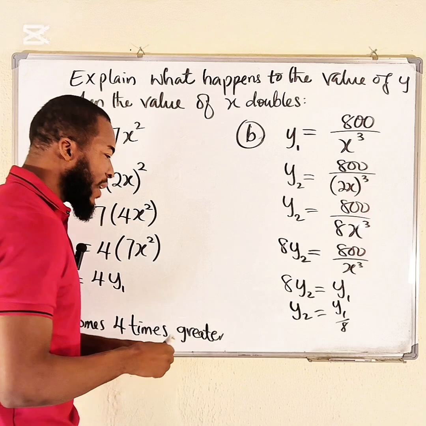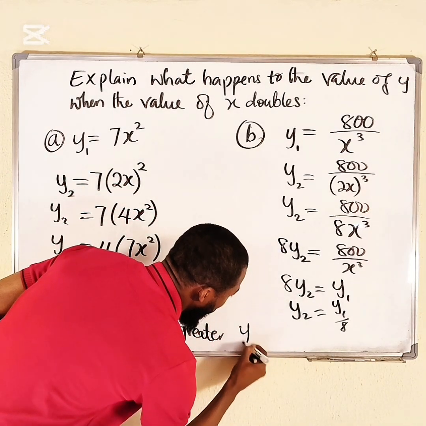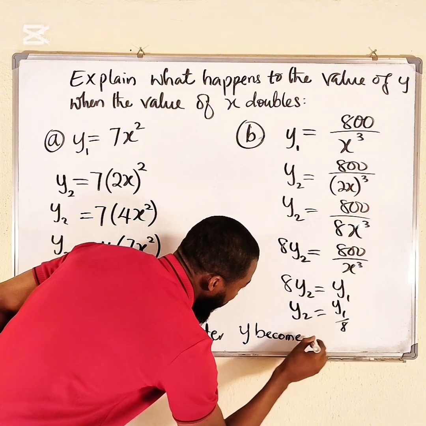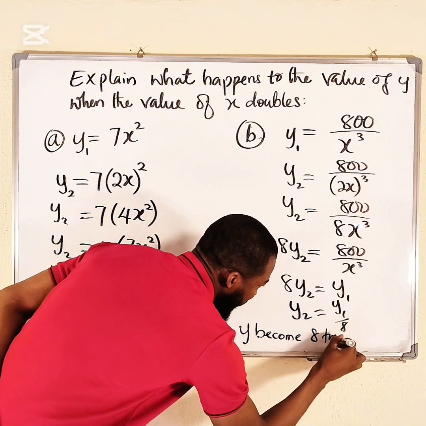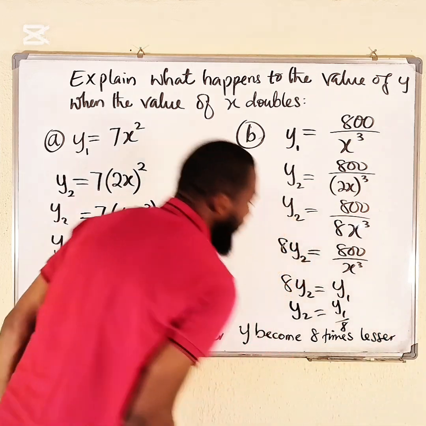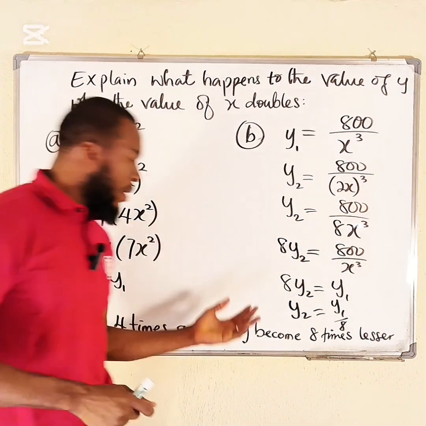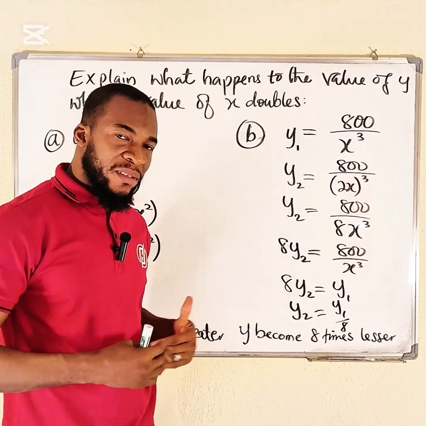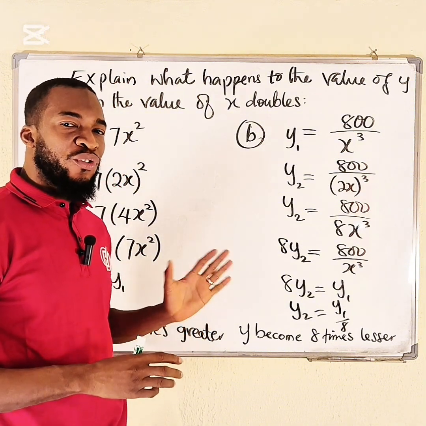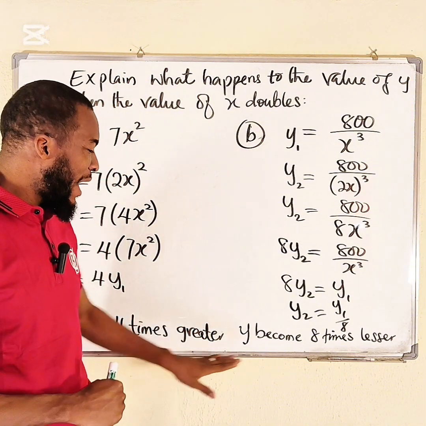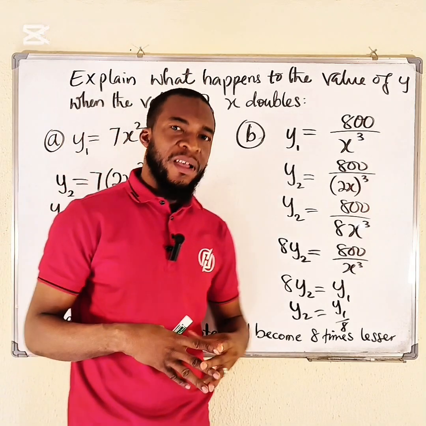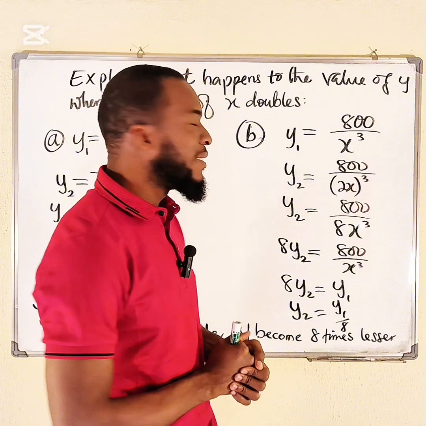I think, let me do that. y becomes 8 times lesser. Yes. It is either y becomes 8 times lesser or y becomes 1/8 of the original y, which I don't want to use. I prefer to use this statement: y becomes 8 times lesser than the original y.